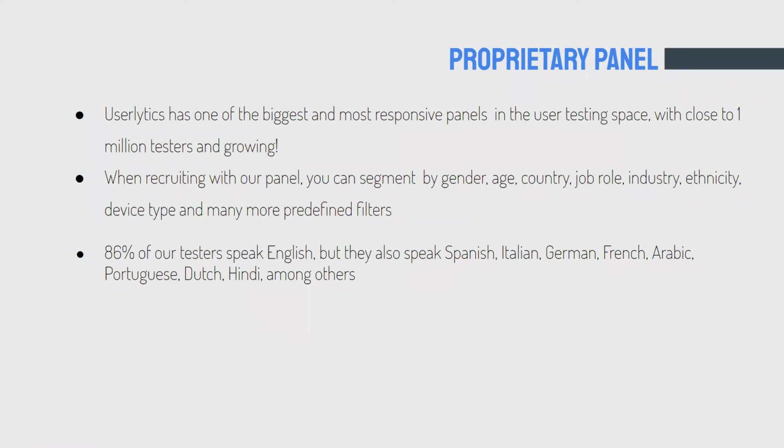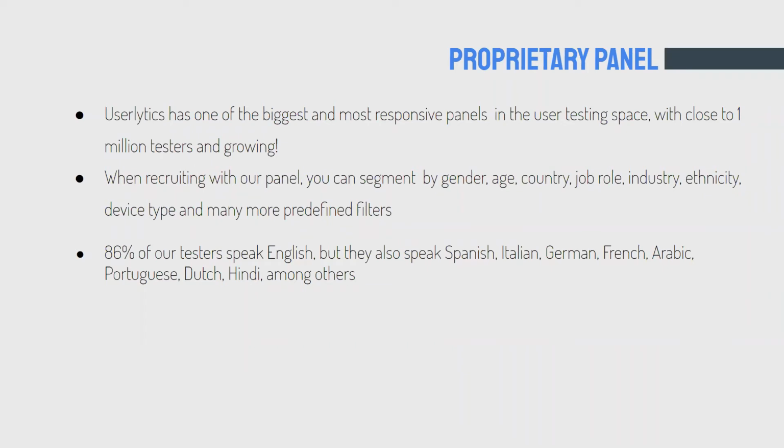When trying to recruit through our panel, you can segment with predefined filters by gender, age, country, job role, industry, etc. We have many different ways of segmenting, but we also have a really cool feature, which we call tags, which allow us to, pardon the redundancy, tag testers when they take screeners or participate in specific studies. This allows us to gather more accurate and very specific information about our panelists and really does facilitate recruitment in future studies.